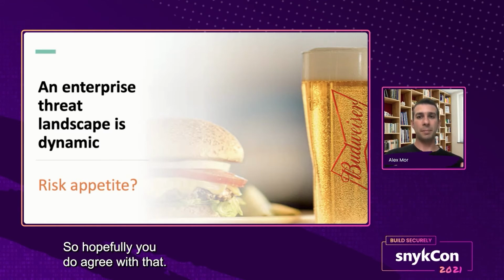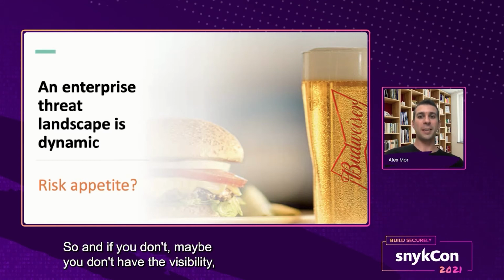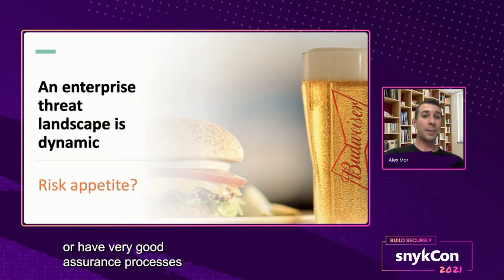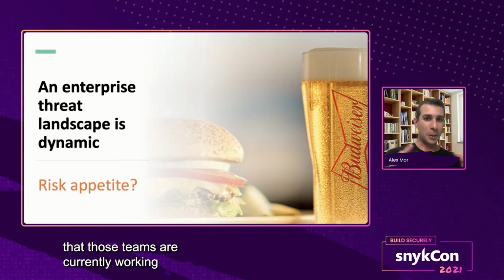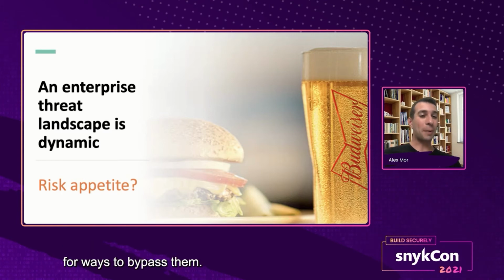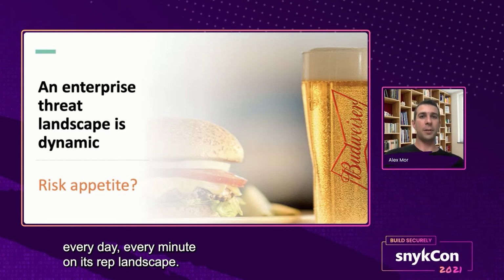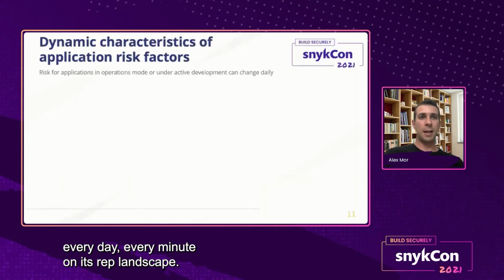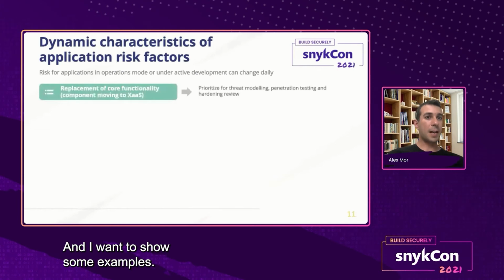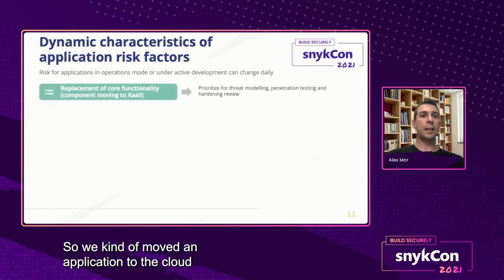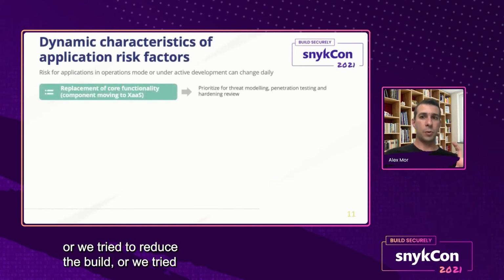So hopefully you do agree with that, right? If you don't, maybe you don't have the visibility, or you have very good security assurance processes that those teams are currently working on ways to bypass. But essentially, we want to say that an application changes every day, every minute in its threat landscape. And I want to show some examples, right? We move an application to the cloud, or we try to reduce the cloud bill.